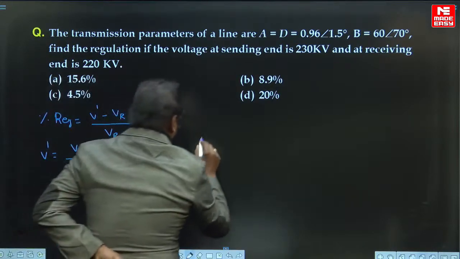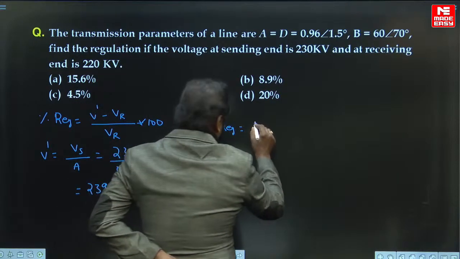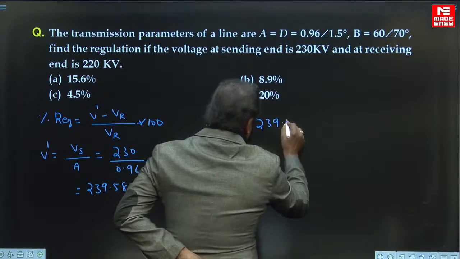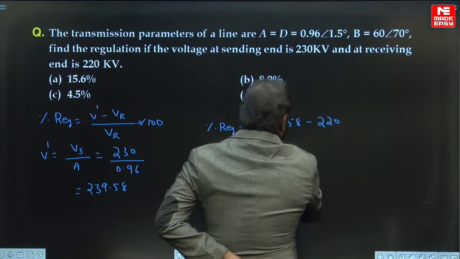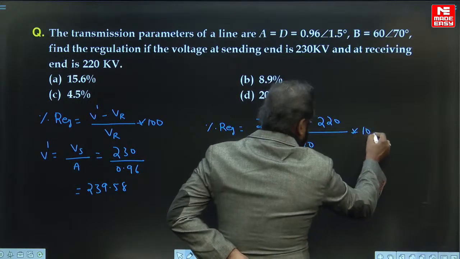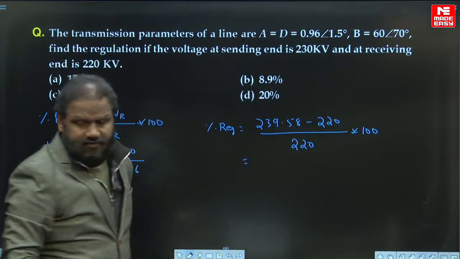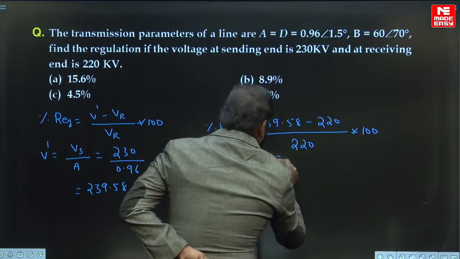Therefore percentage regulation is equal to (239.58 minus 220) divided by 220 into 100. So this is equal to 8.9 percent.